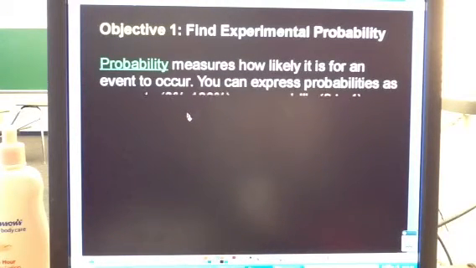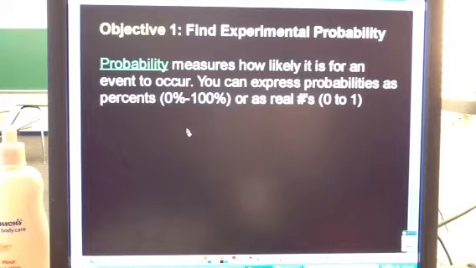Probability measures how likely it is for an event to occur. What is the chance that something's going to happen, or someone's going to do something, or for example, what is the possibility or the chance that Mike Dillanaire will run a state record time at his next track meet? We can take his past runs and his past times and compute different kinds of probabilities to talk about that.